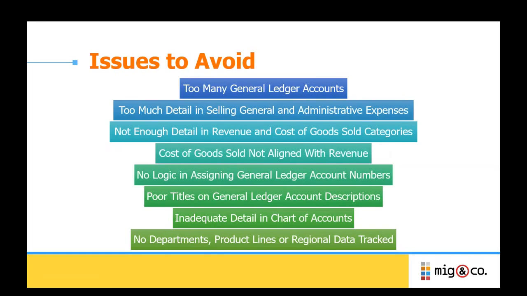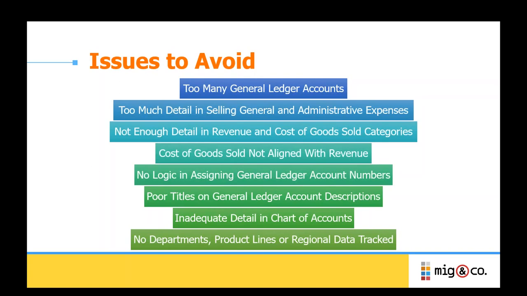First off, don't have too many GL accounts. Again, going back to my comment about it's not called the specific ledger, it's called the general ledger. So it's very easy for accounts to grow over time, and especially if you have people putting data in that aren't maybe trained accountants, they might add new accounts or do whatever. Too much detail in the selling and general and administrative expenses. Don't have too much detail in there unless you really, really have to have it. Make sure you do have enough detail in the revenue and cost of goods sold.